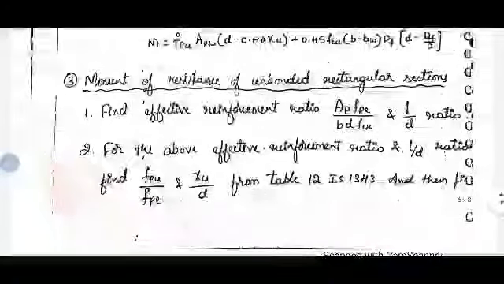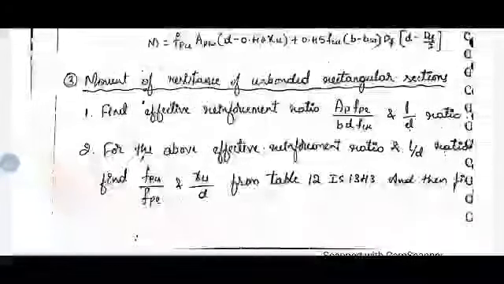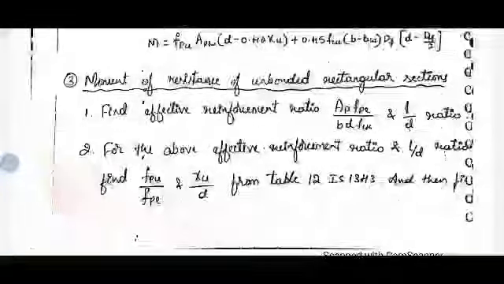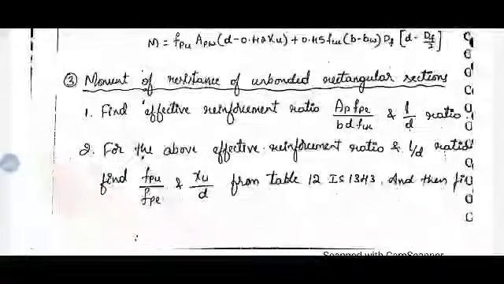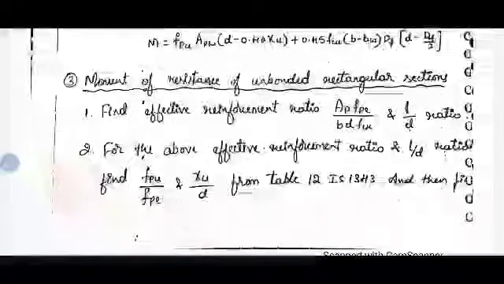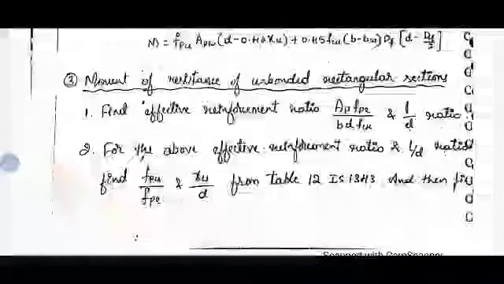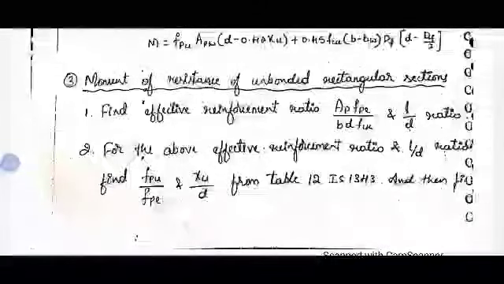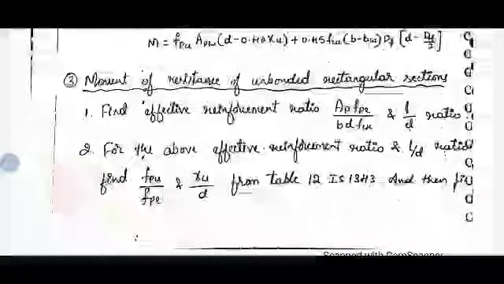So what if the given condition is unbonded sections, unbonded rectangle, or unbonded flanged sections. So first let us go for the unbonded rectangular section. Again here also we need to find out the effective reinforcement ratio, and additionally we need to find out the L by D ratio. In case of unbonded, first we need to find out the effective reinforcement ratio and L by D ratio, the span to depth ratio.